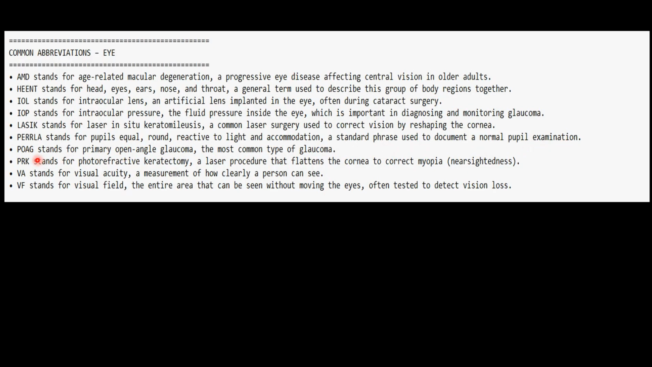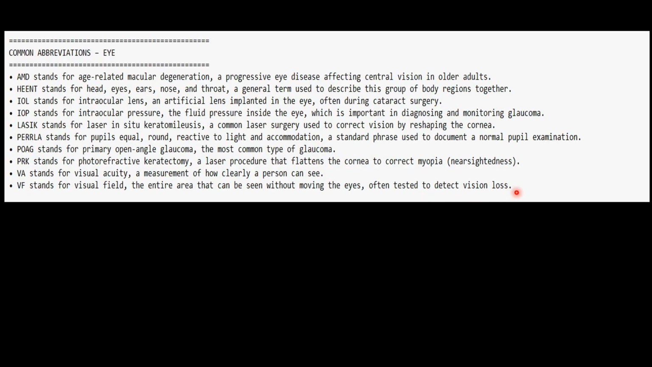Then we have POAG, which stands for primary open angle glaucoma, the most common type of glaucoma. Then we have PRK, which stands for photorefractive keratectomy, a laser procedure that flattens the cornea to correct myopia, which is nearsightedness. Then we have VA, which stands for visual acuity, a measurement of how clearly a person can see. Next we have VF, which stands for visual field, the entire area that can be seen without moving the eyes, often tested to detect vision loss.